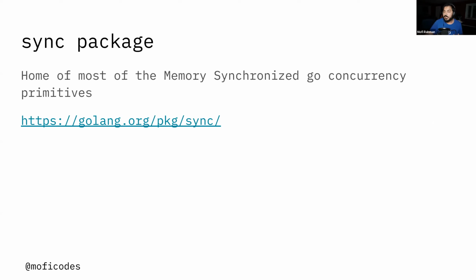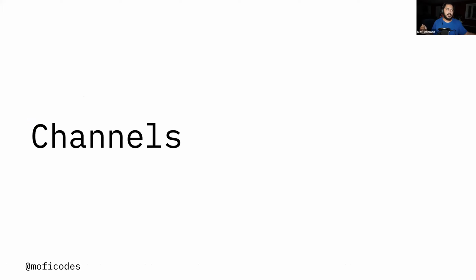Channels are a way where one or more goroutines can talk to each other back and forth. If you're familiar with the CSP style of concurrent programming, communicating sequential processes, a channel is the implementation of that idea. So you have one goroutine that is passing information to another goroutine via some channel.